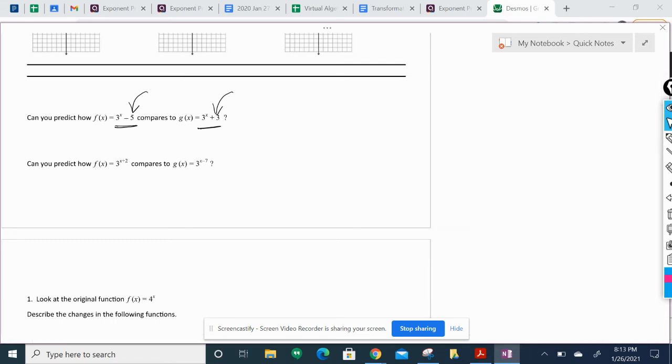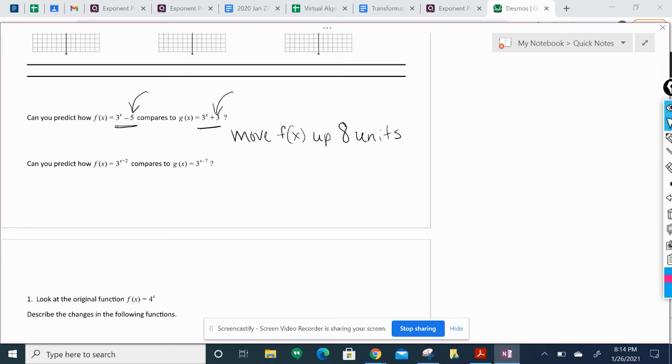So what's the difference between these two? It would move f of x up 8 units. They would be 8 units apart because we would take the normal curve and move it down 5, and then we take the normal curve and move it up 3. That would mean they are 8 units apart.